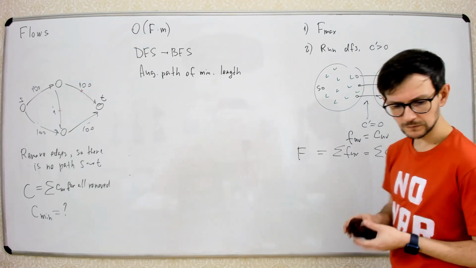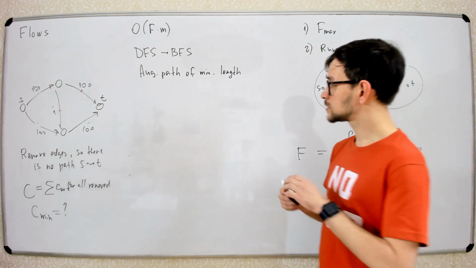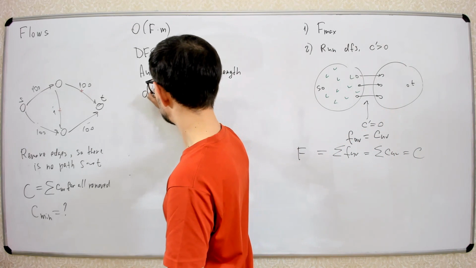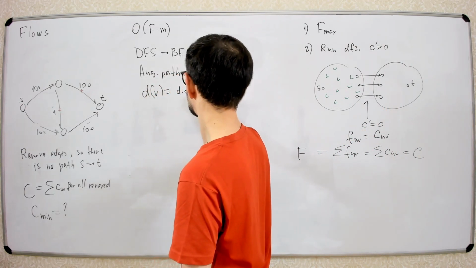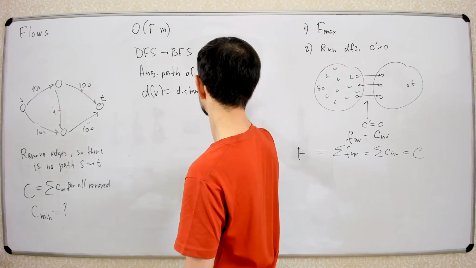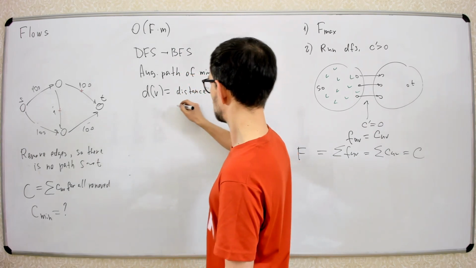How to prove it? Let's look at the following values. Let's say d of v is the distance from S to v in the residual network.